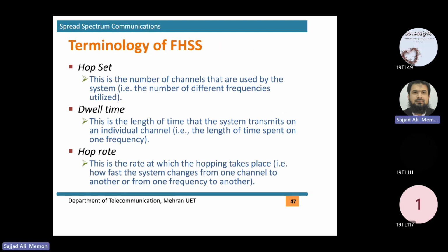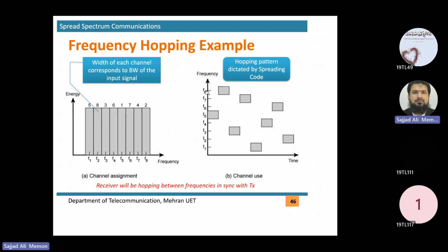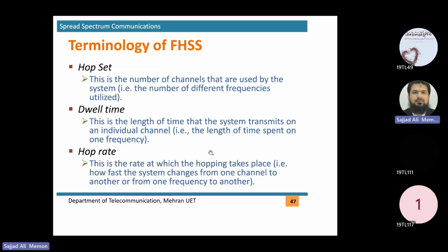So, terminology of FHSS. Offset: this is the number of channels that are used by the system, that is, the number of different frequencies utilized. As here we have 8 frequencies, the offset will be 8.